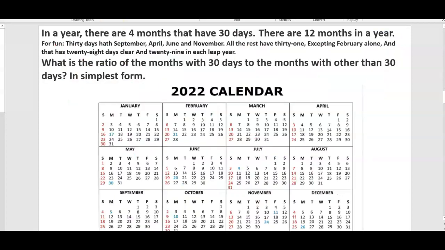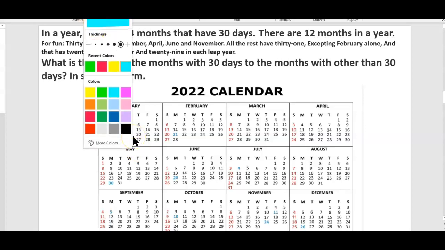It all works. Here's a really nice question. In the year, there are 4 months that have 30 days. Can you find the 4 months that have 30 days? Can you find them? Let's see.